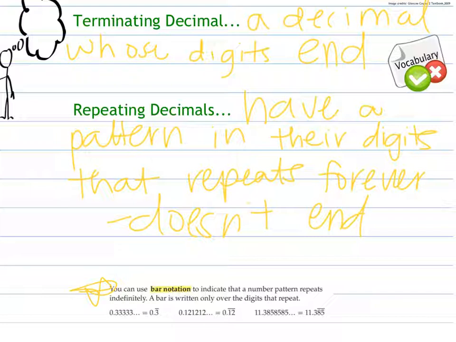And the examples. So on this one, we have the 3 that continues forever. So we could write it as 0.3 with bar notation. And then this one repeats 1, 2, 1, 2, 1, 2. So you would just put the bar notation over the 1 and 2, showing that that's the part that repeats. Now on this one, it goes 3, 8, 5, 8, 5, 8, 5. And if you look over here, the 8 and the 5 are the only part that has the bar notation because that's the only part that's repeating. So make sure you have these vocab written down.